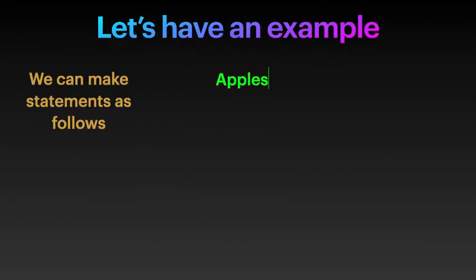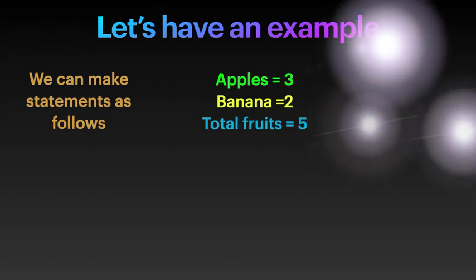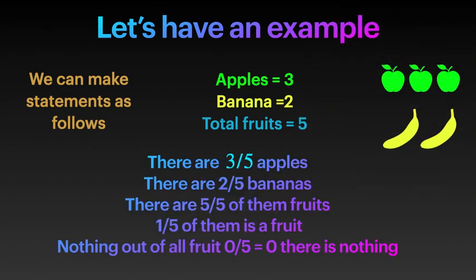Here you got some graphics to explain the situation more clearly. With this information, we can make some statements. They are as follows. There are 3 out of 5 apples. There are 2 out of 5 bananas. 5 out of 5 of them are fruits. 1/5 of them is a fruit.